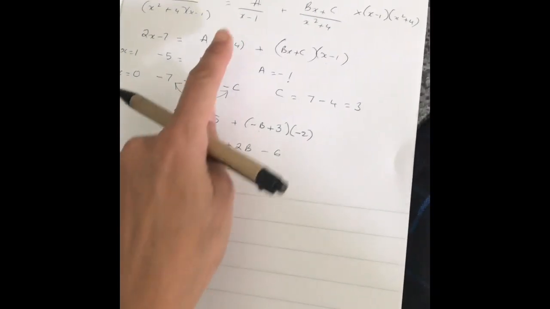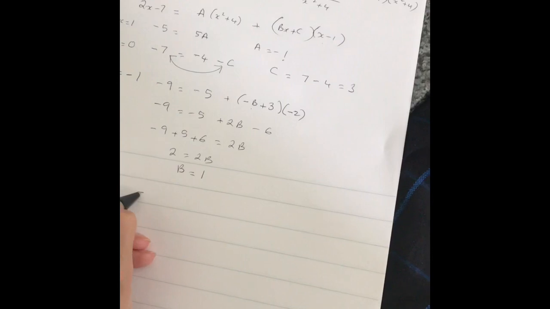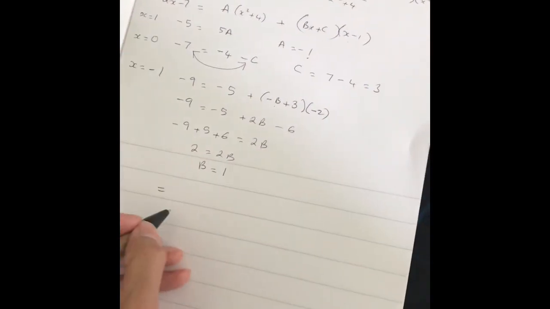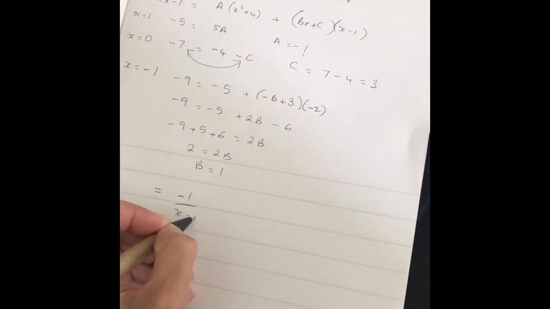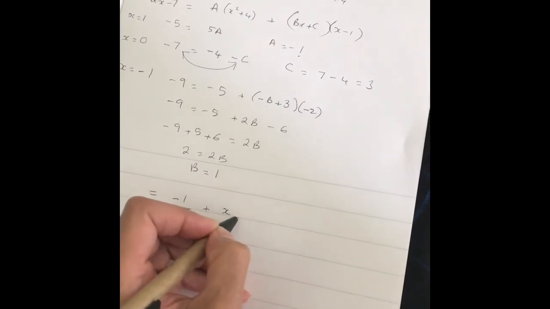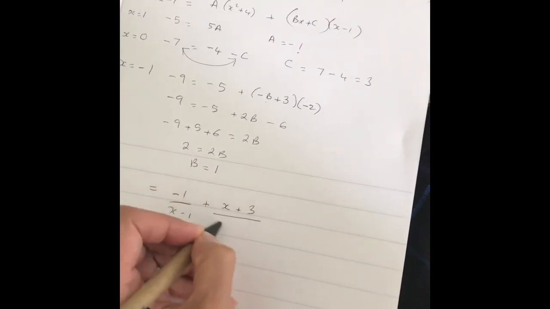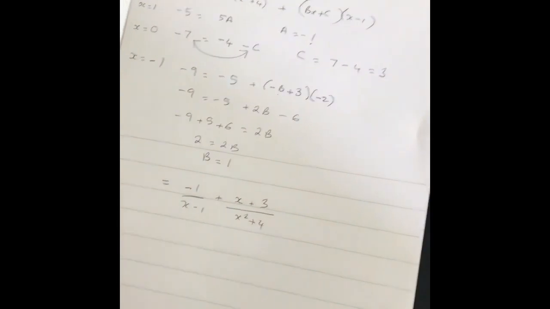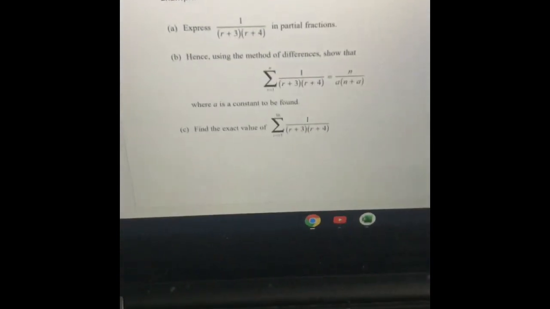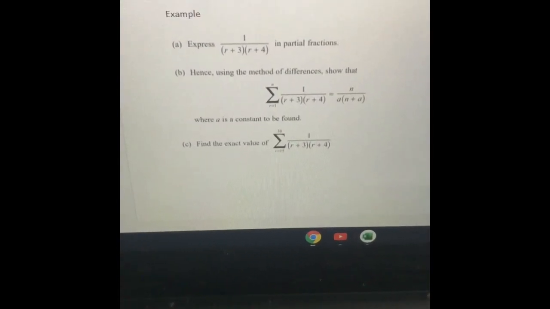And then you would write down the whole thing. That would give you that the original statement there gives you minus 1 over x minus 1 plus x plus 3 all over x squared plus 4. Done. Okay, so I'm now looking at the method of differences.